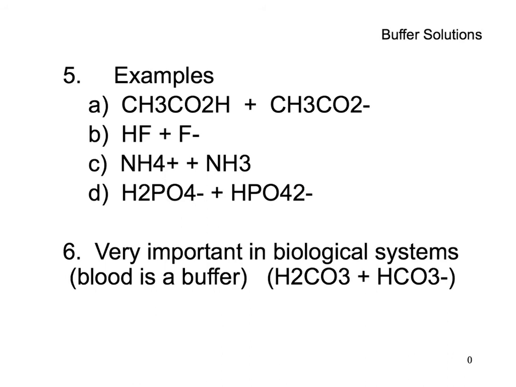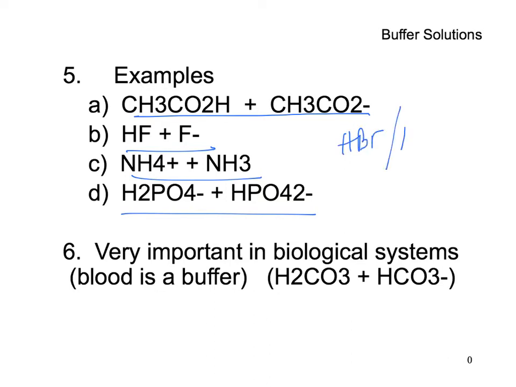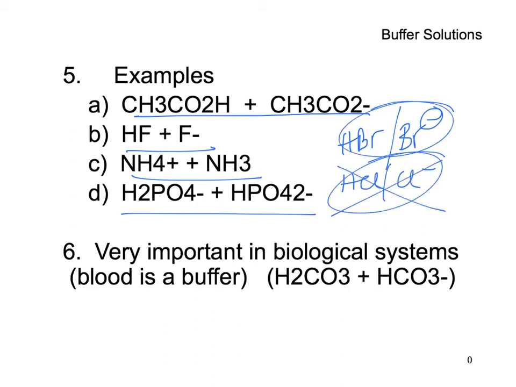So just to give you a flavor, some examples: acetic acid and acetate, HF with F-, ammonium and ammonia. We talked about this in class as well. Realize we would not be able to get a buffer of HBr and Br-, or maybe HCl and Cl-. These are not buffers.